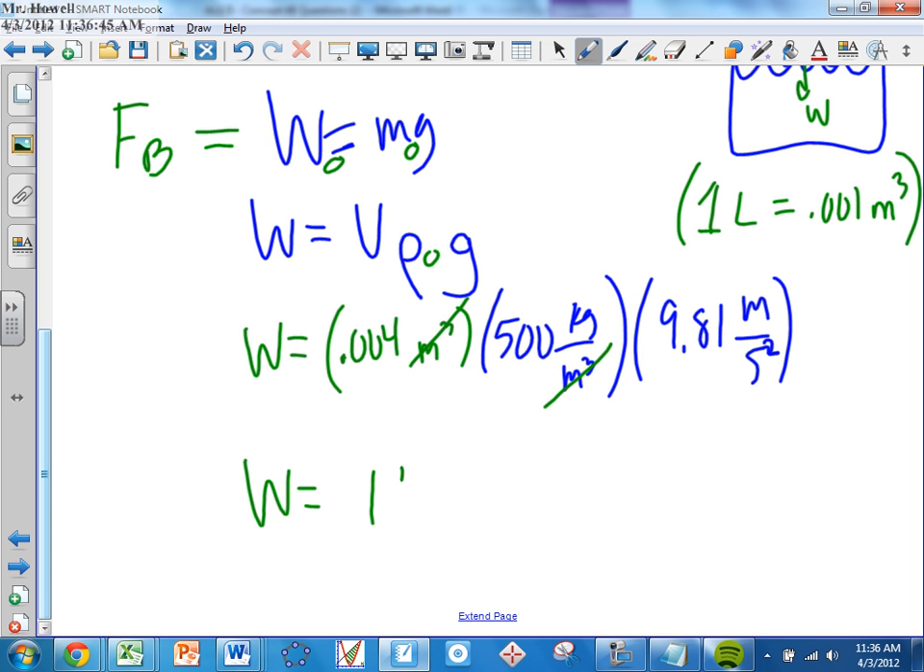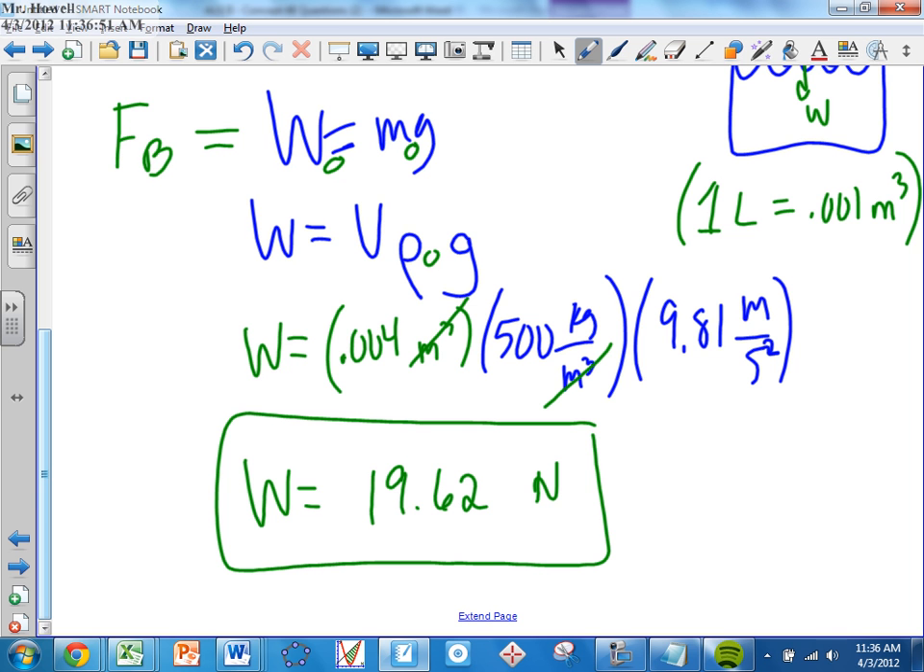Okay, which makes sense because this comes out to be 2. If you multiply these two, you get 2. 2 times 9.81 is 19.62. So the weight is 19.62. So what's the buoyant force? Same thing. Very good.